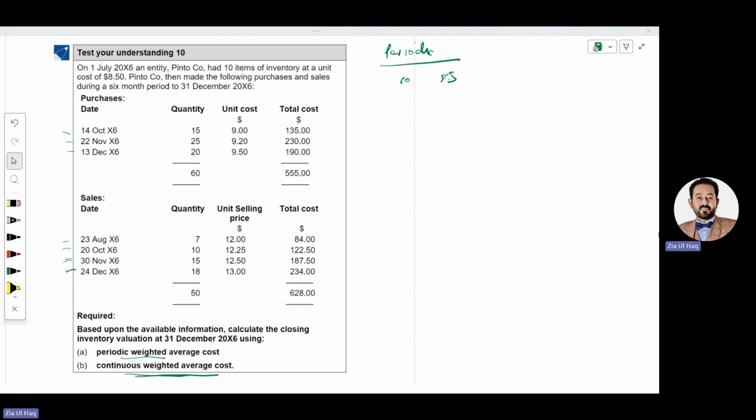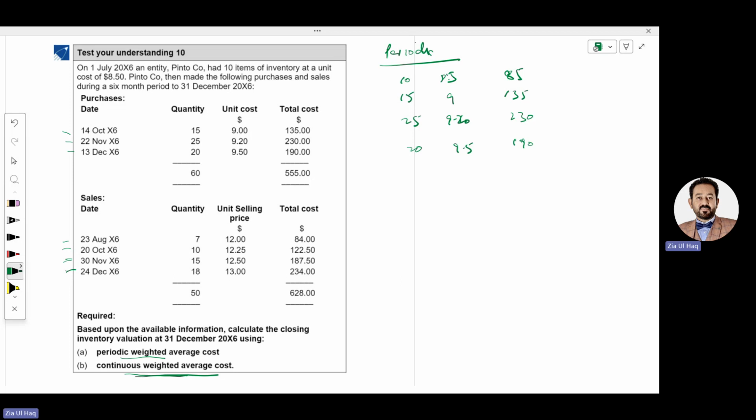So 10 into 8.5, we are having 85 opening inventory. We bought 15 units at the rate of 9. How much is that? 135. We bought 25 units at the rate of 9.20. How much is that? 230. We bought 20 units at the rate of 9.50. How much is that? 190. It's already there.